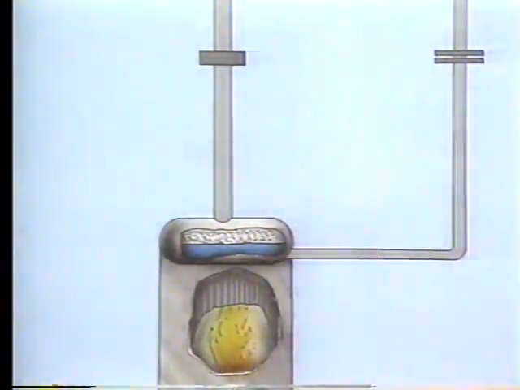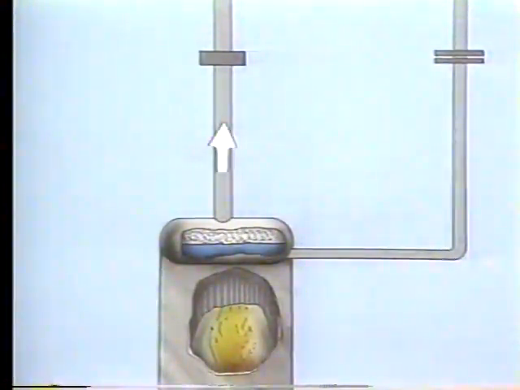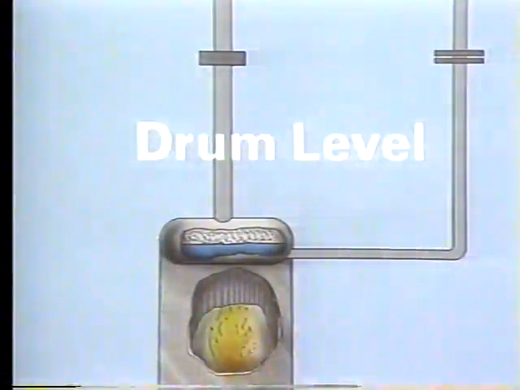The water is heated and turned into steam. Steam leaves the boiler drum through this pipe and goes to various plant processes on demand. Maintaining the level of water in the drum is essential to the proper operation of the boiler and also to boiler safety. So the controlled variable in this process is drum level.